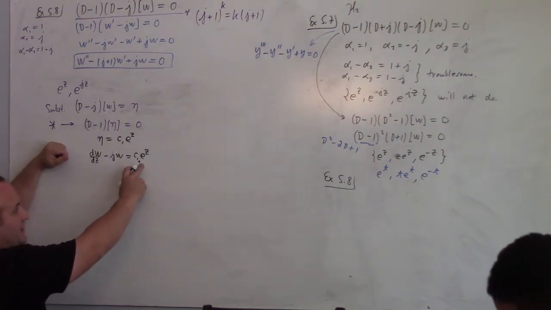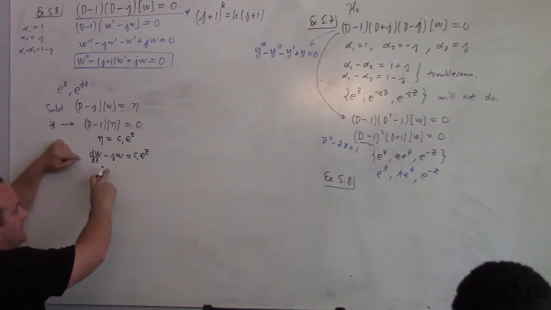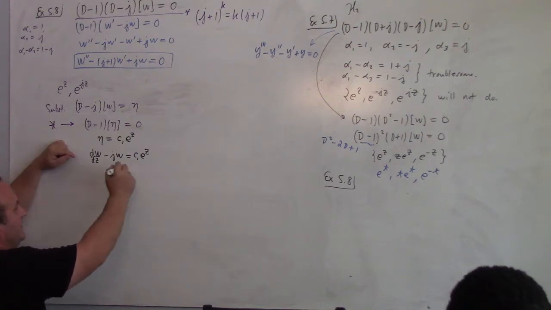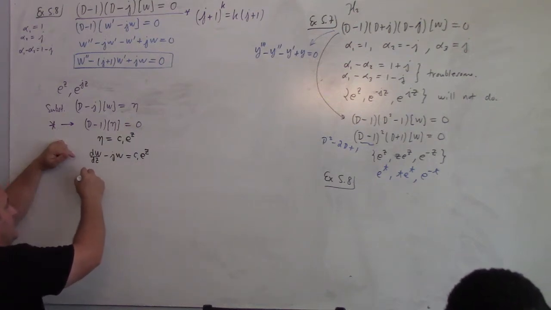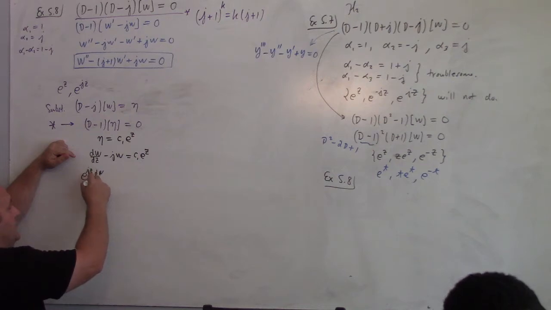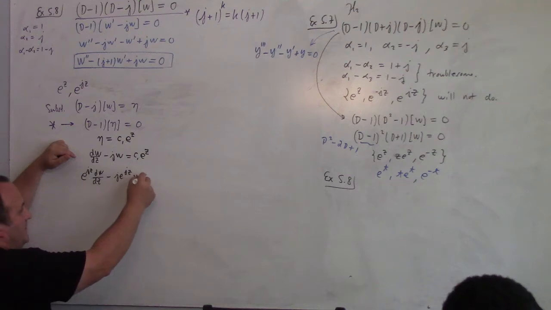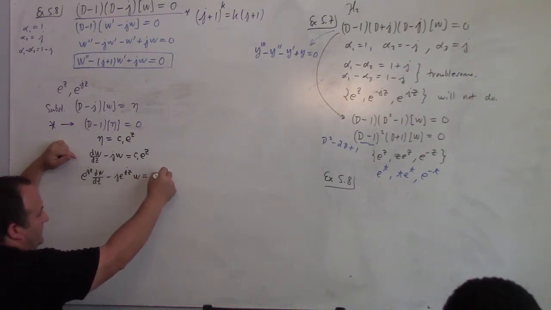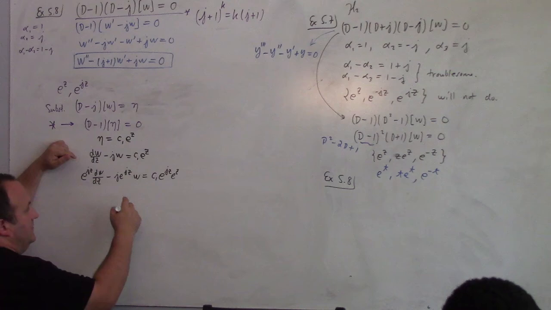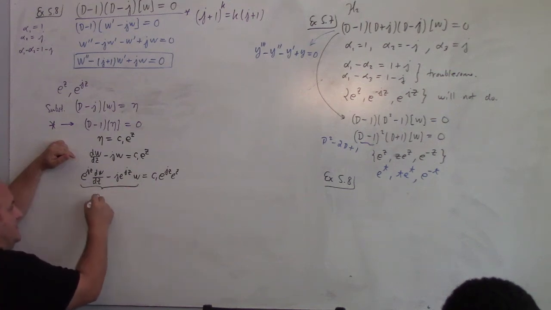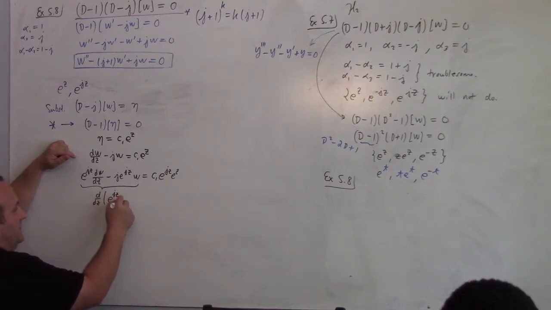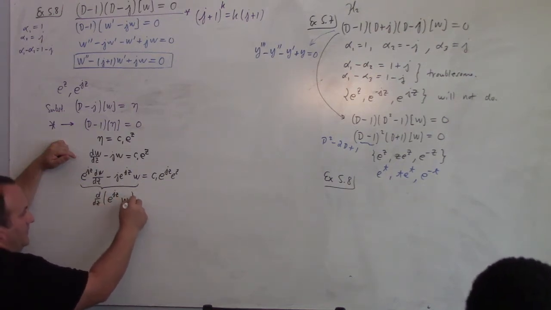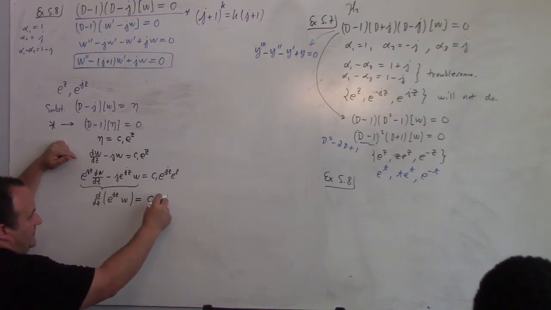So multiply this by e to the jz. So you have e to the jz dw/dz minus j e to the jz w equals c1 e to the jz e to the z. So this just becomes d/dz of e to the jz times w equals c1 e to the (j plus 1)z.